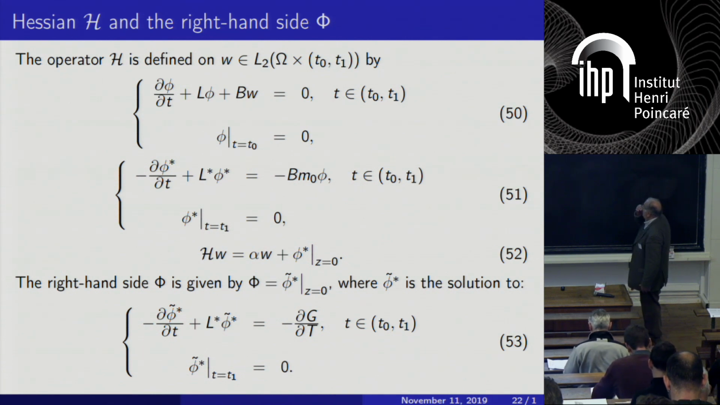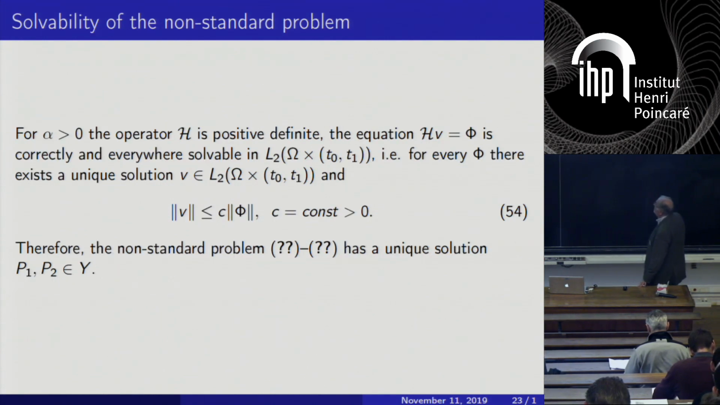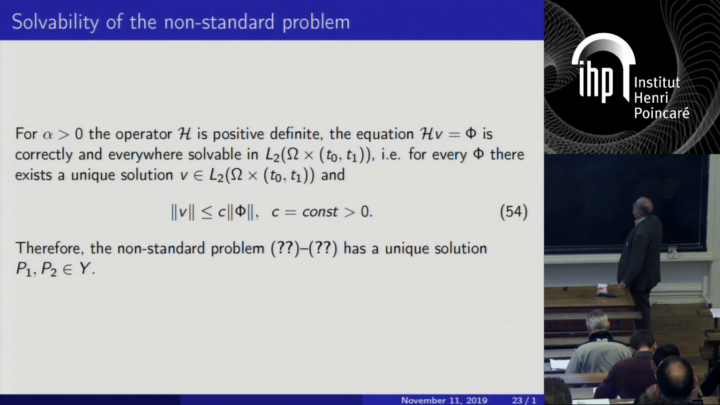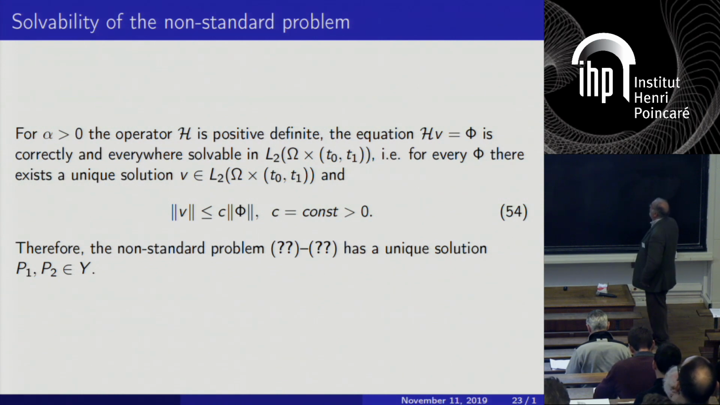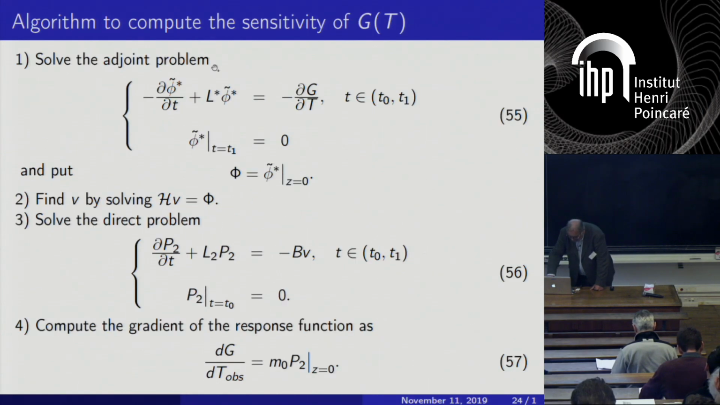So basically, we have a second order adjoint model. And what is interesting is that HW is equal to alpha W plus phi star, phi star being the solution of the second equation. Because we have to deal with a linear model, H is positive definite, then we have a unique solution, and the equation is everywhere solvable. So the non-standard problem, which is a problem we have seen before, has a unique solution.